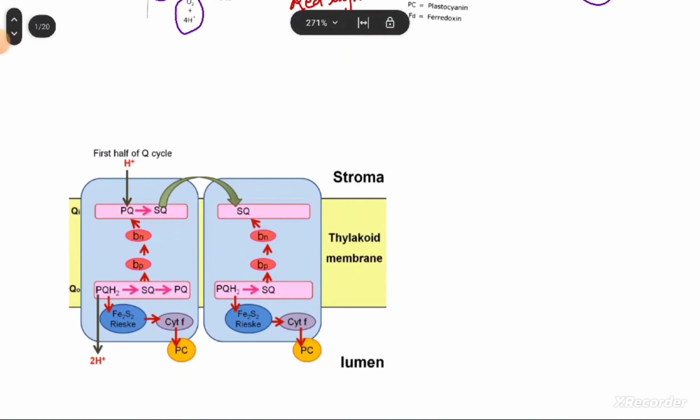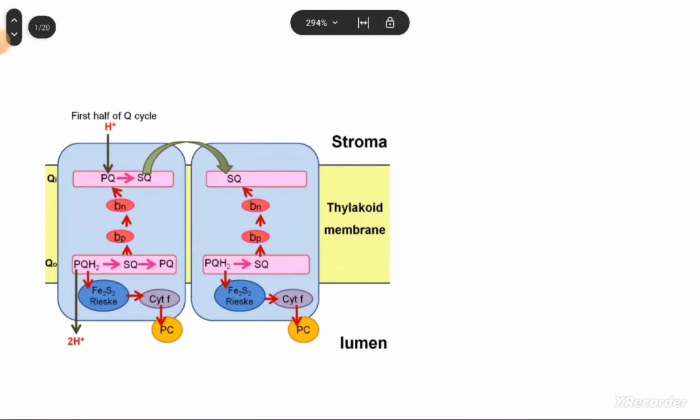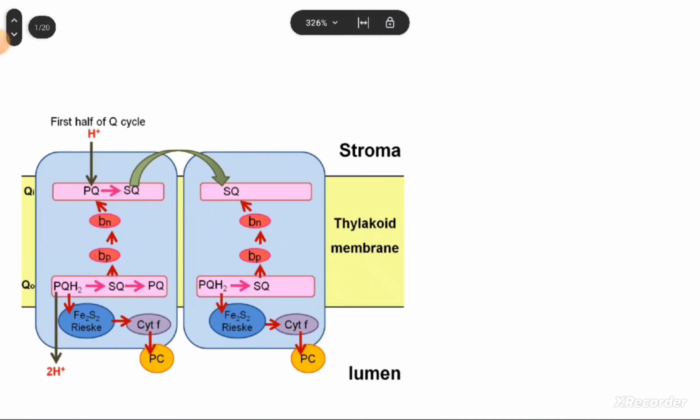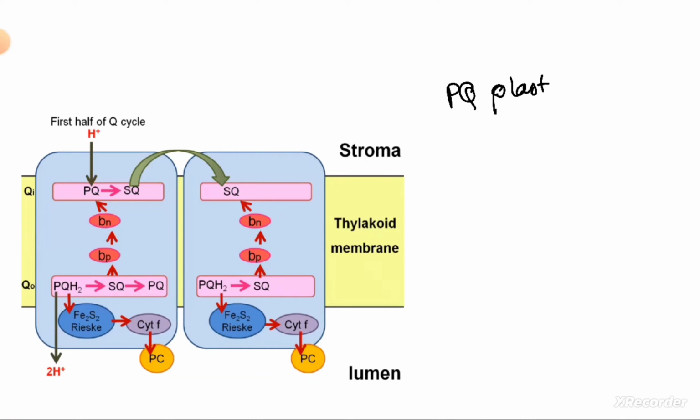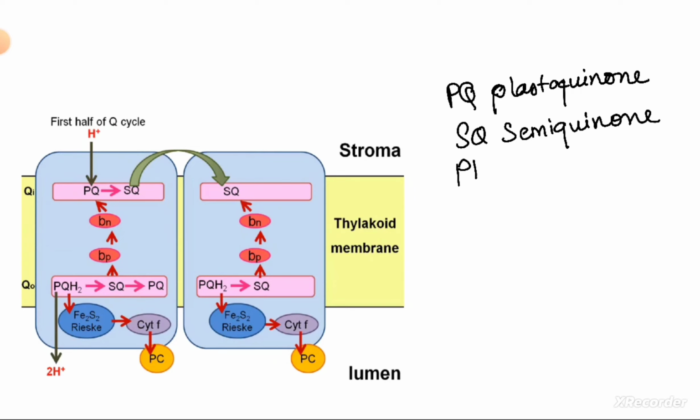What is happening in the Q cycle? Before starting with the Q cycle, I want you to know that there is a plastoquinone there. Then comes your semiquinone. Then comes your plastohydroquinone, or it can also be termed as plastoquinol.